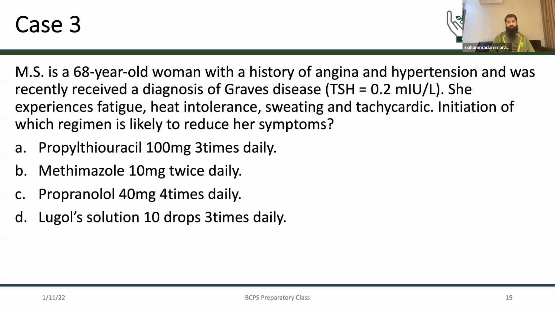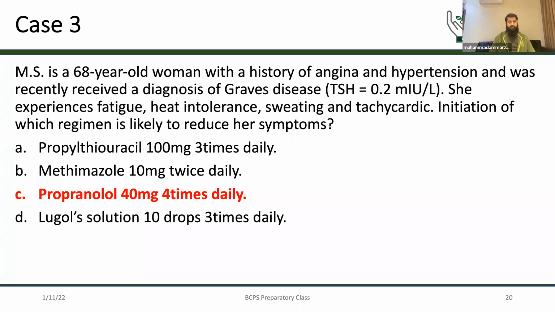So we will wait. And the answer is, if you are thinking about propranolol, you are right, because for symptomatic treatment, for reducing the symptoms of tachycardia, sweating and heat intolerance, propranolol is an option. And the patient is old. The patient has a history of cardiovascular disease. So a beta blocker is recommended in this patient.